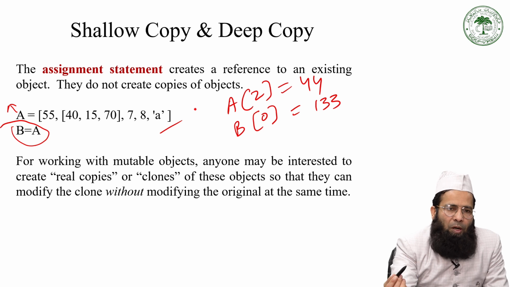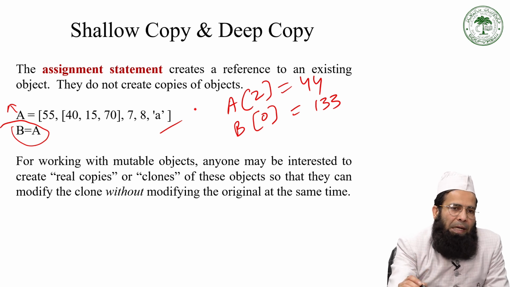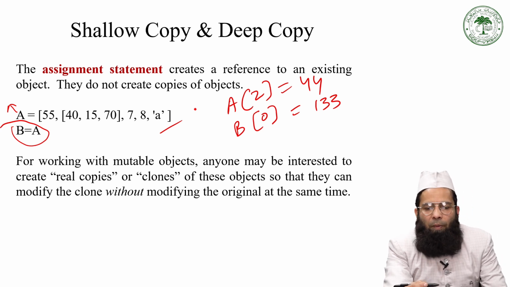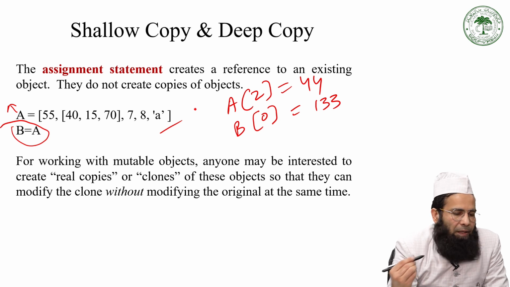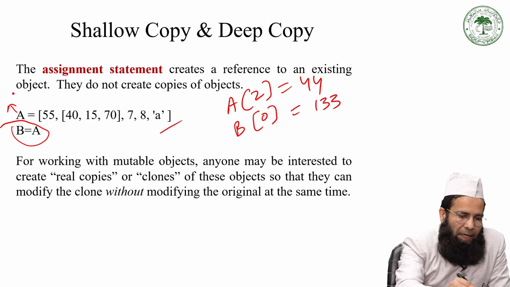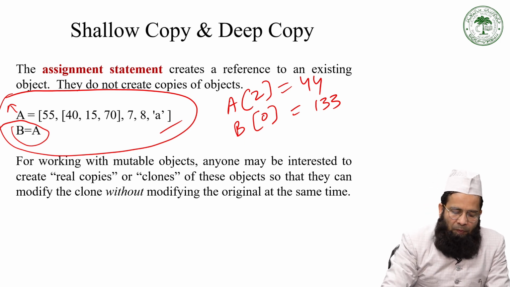For working with mutable objects, anyone may be interested in creating real copies or clones of these objects so that they can modify the clone without modifying the original at the same time. We are interested in creating a clone of the original list so that the original list should not be disturbed if I am updating a certain element in the copied list. But in this case, both the lists would be updated.